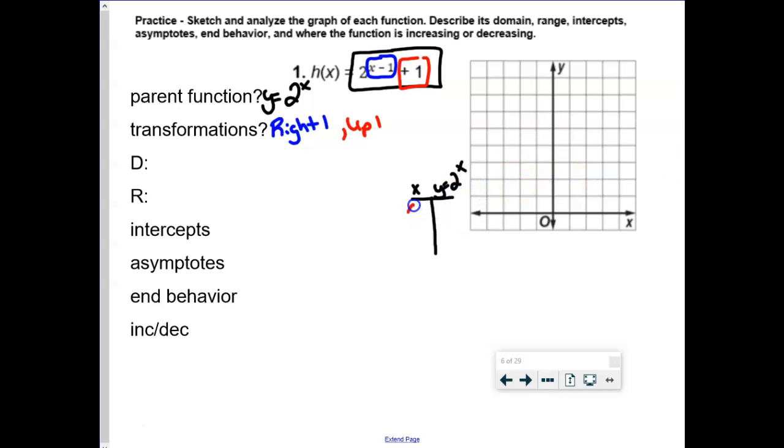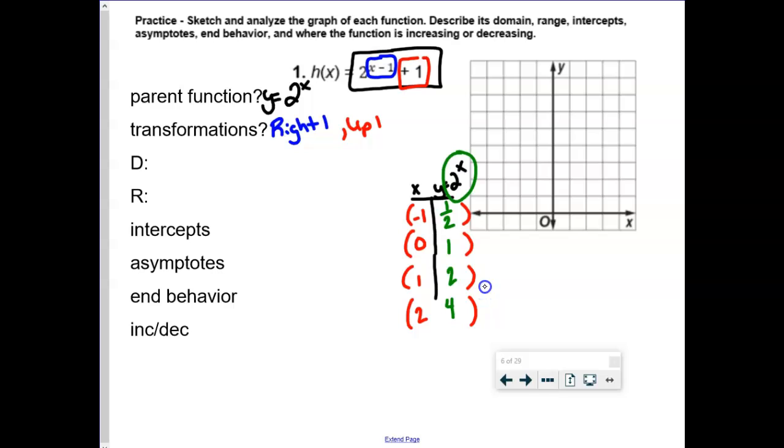We're going to come up with some ordered pairs for the parent, and then we're just going to move them. So, for instance, I'm not going to get crazy with my points this time, guys. I'm just going to go -1, 0, 1, and 2. And if I plug that into the parent function, 2 to the negative first power is 1/2. 2 to the 0 power is 1. 2 to the first power is 2. And 2 to the second power is 4.